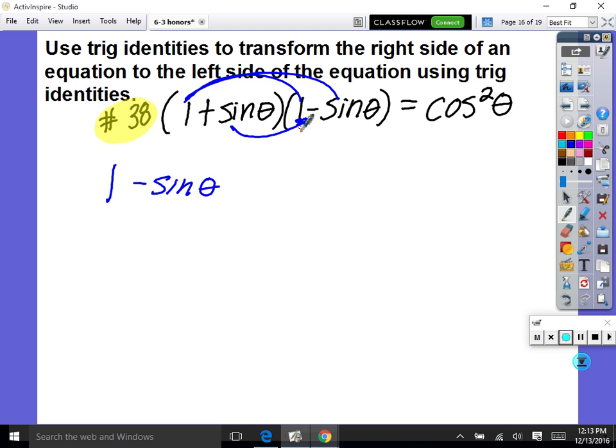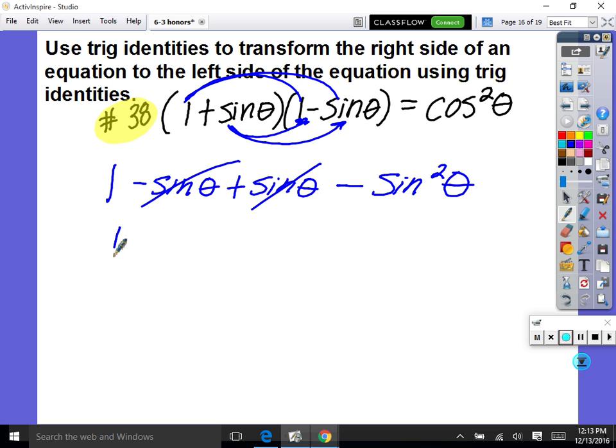I'm going to show my work. Plus positive sine of theta times 1 is plus sine of theta. And then we're going to have positive sine of theta times negative sine of theta, which is negative sine squared theta. So now our middle terms cancel out, so we have 1 minus sine squared theta. That's all just the right side.